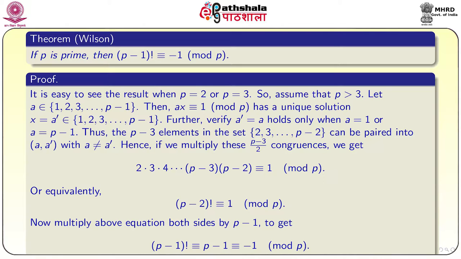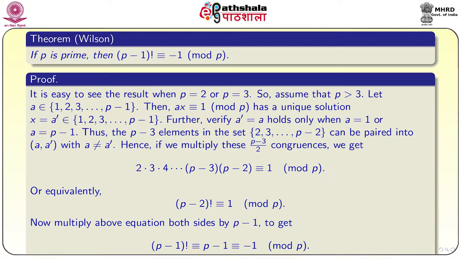Thus, the p minus 3 elements in the set 2, 3 and so on up to p minus 2 can be paired into a and a dash. Here, a is not equal to a dash. A equal to a dash will be possible only when a equal to 1 or p minus 1. So, we have p minus 3 elements. Since p is an odd prime, p minus 3 is even. So, it is easy to pair these elements. Hence we have (p minus 3) by 2 pairs.